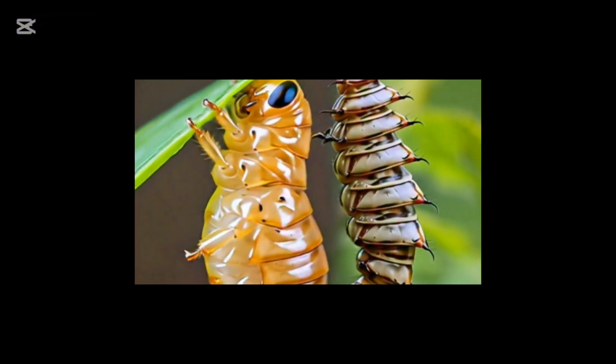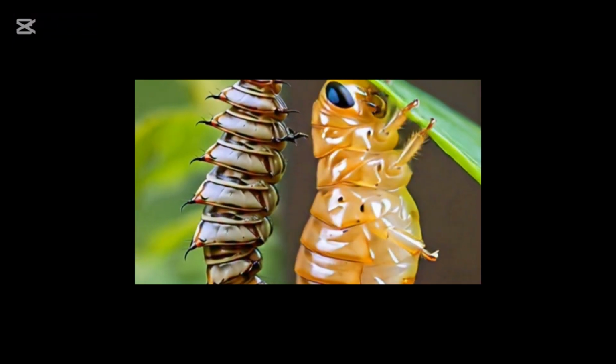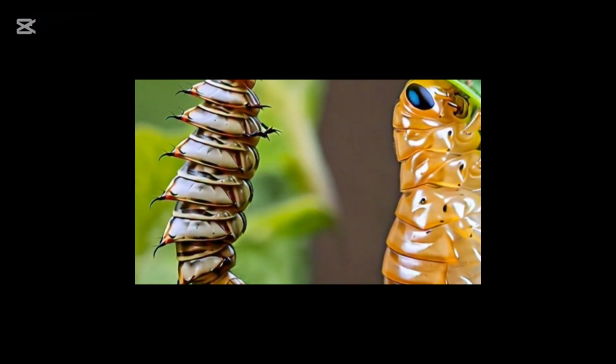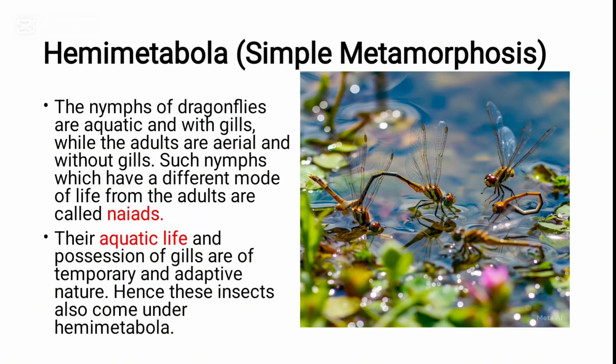The winged insects develop their wings externally, i.e. from the wing pads or buds readily visible on the thorax of the nymph, and are thus known as exopterygota. The young is called nymph, which is similar to the adult, but smaller in size and with incompletely developed wings.